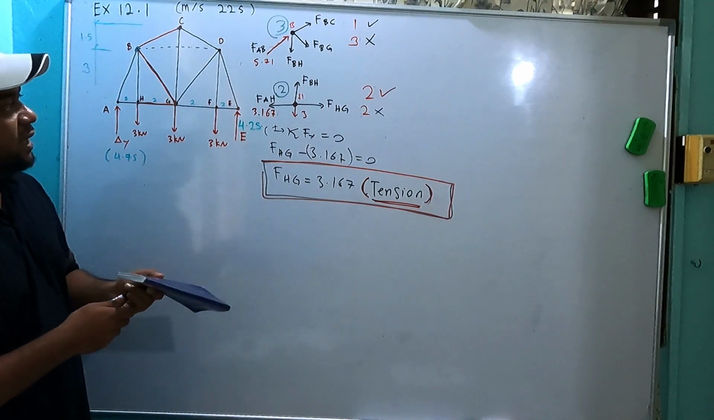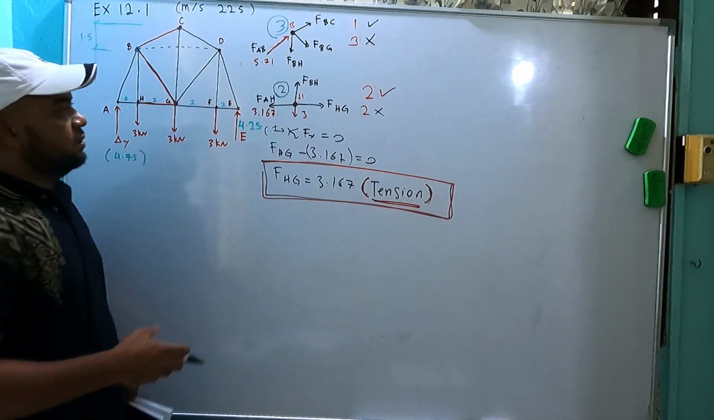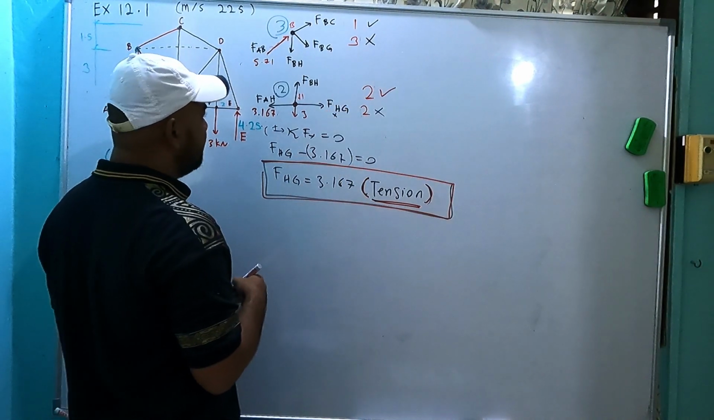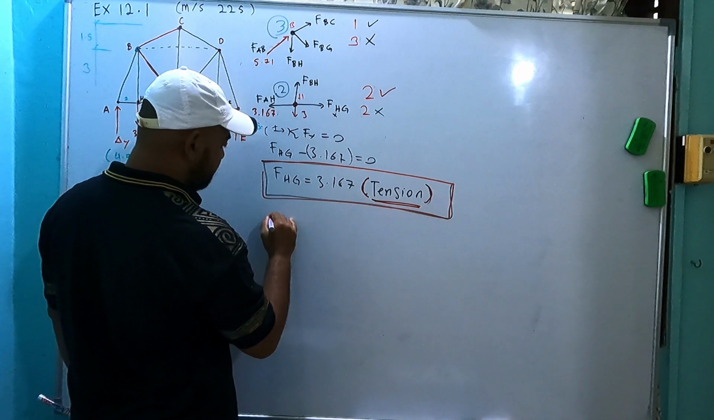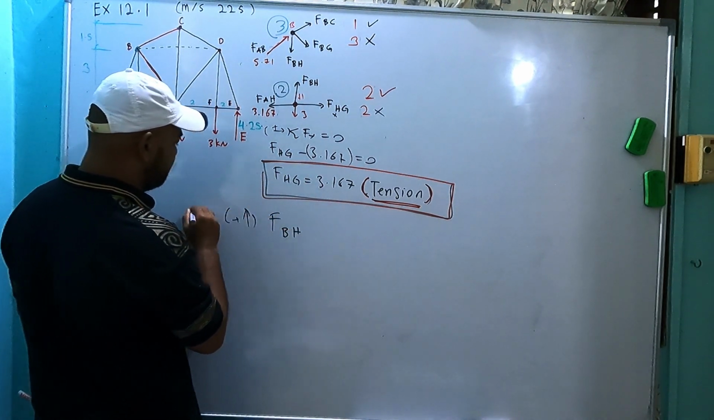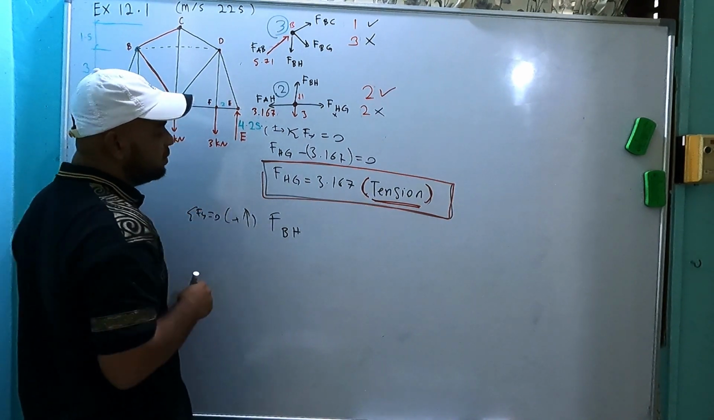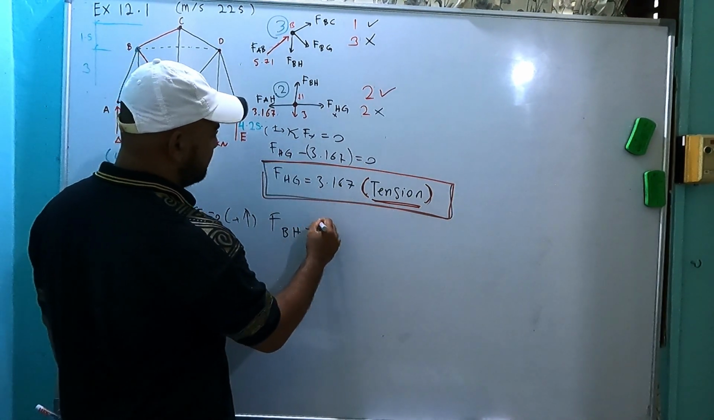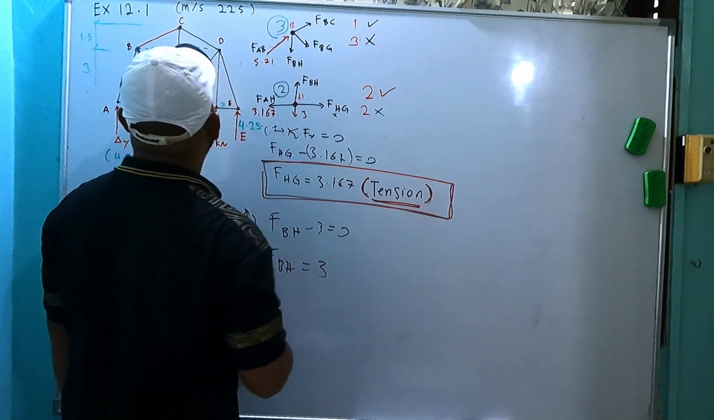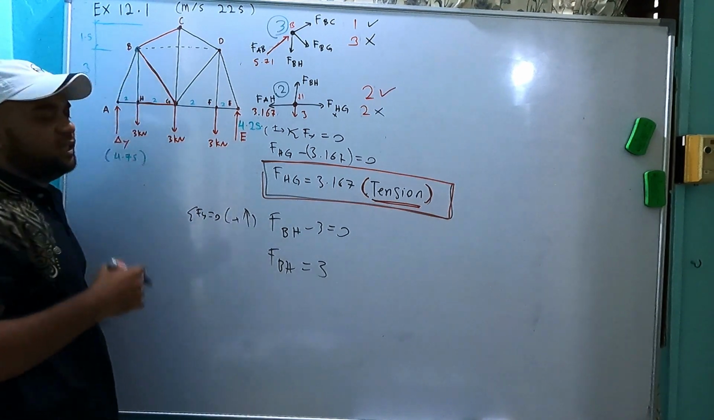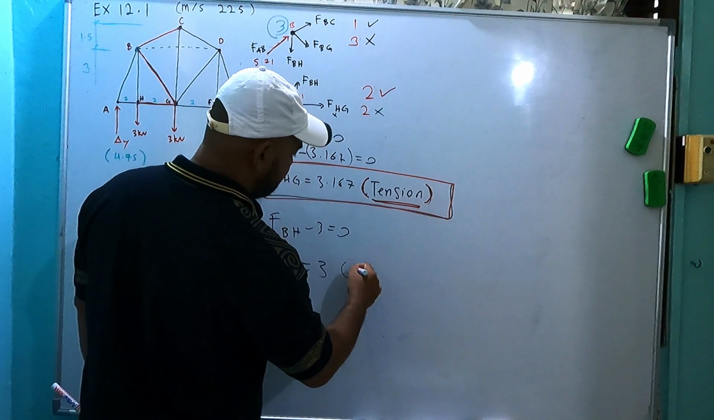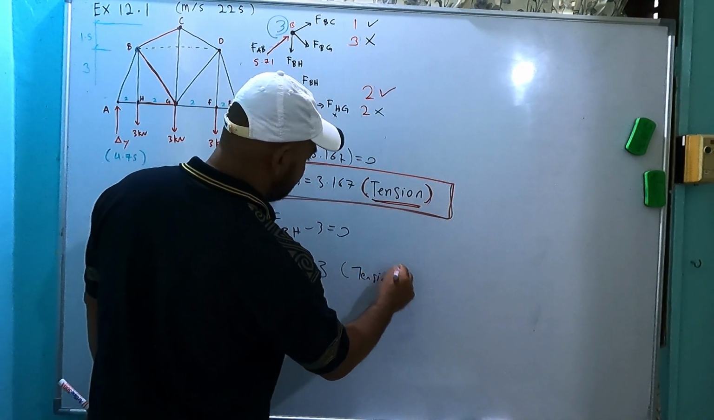Okay, so we know this one, FSG. Okay, so now we know this one. Settle. We can calculate this one. FBH positive, sigma Fy equal to 0. Positive upward, FBH minus 3 equal to 0. So FBH equal to 3. It is not in the question, so you can leave it like that, or you can also put it in tension.